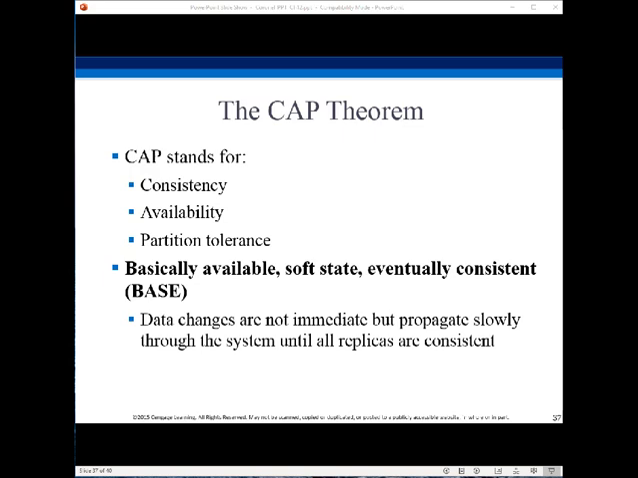The E stands for eventually consistent. And the guarantee is that at some point in the future, the data will become consistent in all the different replicas that the users are interfacing with. Until then, you may see different values for the same record in different locations.